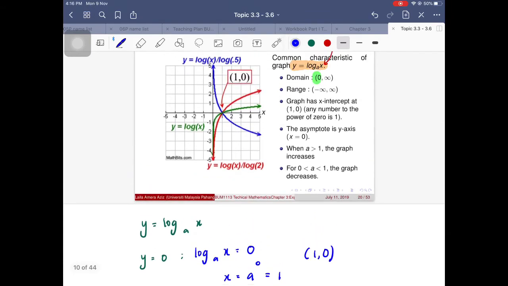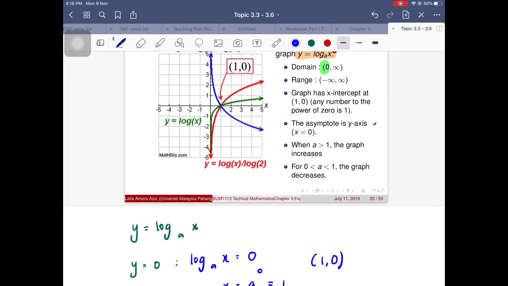Okay, and the asymptote. As I mentioned before, log of 0 is undefined. So let me put it over here: log of 0 is undefined. That is why we're going to have an asymptote at x equals 0. x equals 0 is equivalent to the y-axis, because log of 0 is undefined. So we're going to have an asymptote right there.